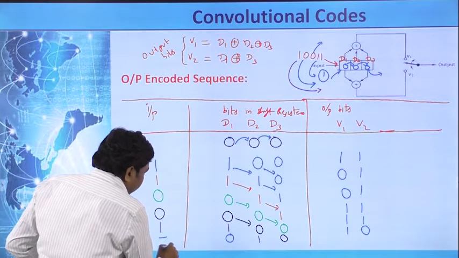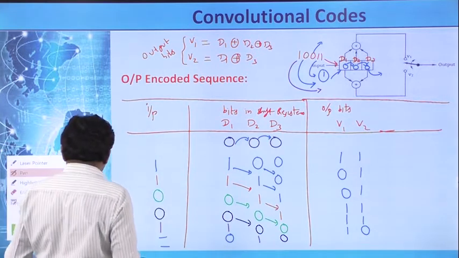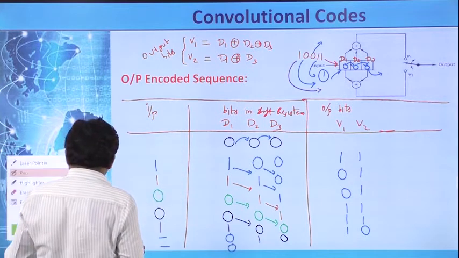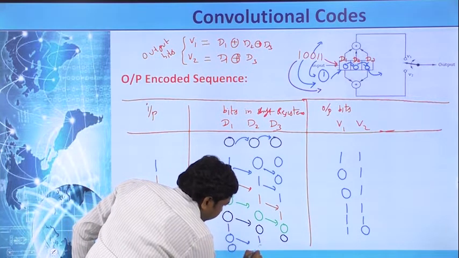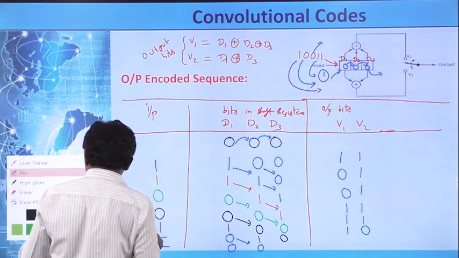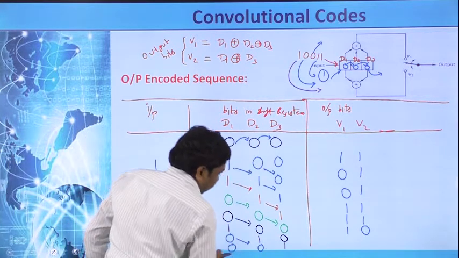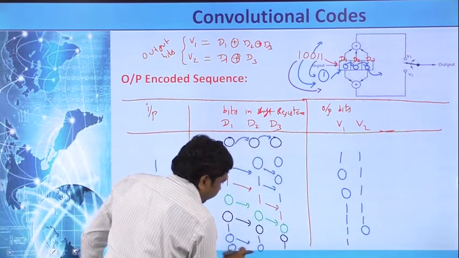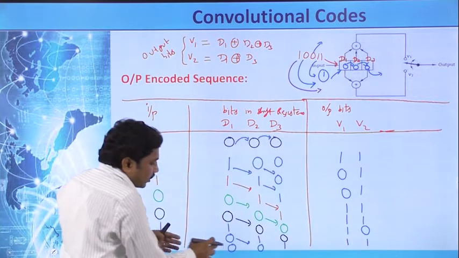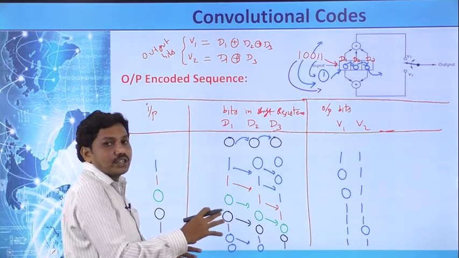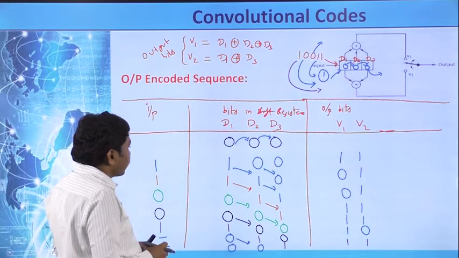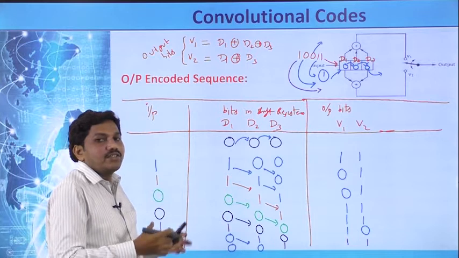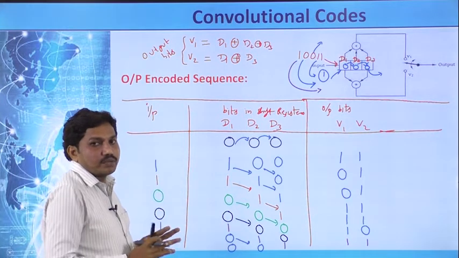Now once again you can apply 0. So this 0 comes to here, this 1 comes to here. So what is the output? V1 is 1, V2 is also 1. If you apply once again 0, all the bits come to zeros, right? So the encoding process continues till the bits in shift register come to their original position, right?